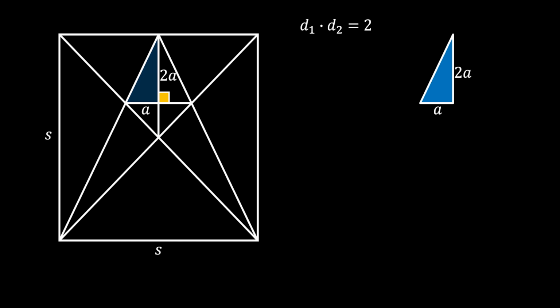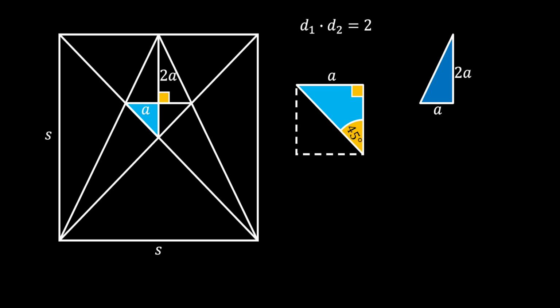Alright, so now let's have a look at the small triangle at the bottom left of our kite. This is also a right-angle triangle, which we will isolate here. Now, notice that the hypotenuse of this triangle lies on the diagonal of the square, which means that it must be 45 degrees from the vertical line. With this in mind, we can conclude that this triangle is actually an isosceles right triangle, which represents half of the square. So this means that the length of the other leg of this triangle must be A as well.